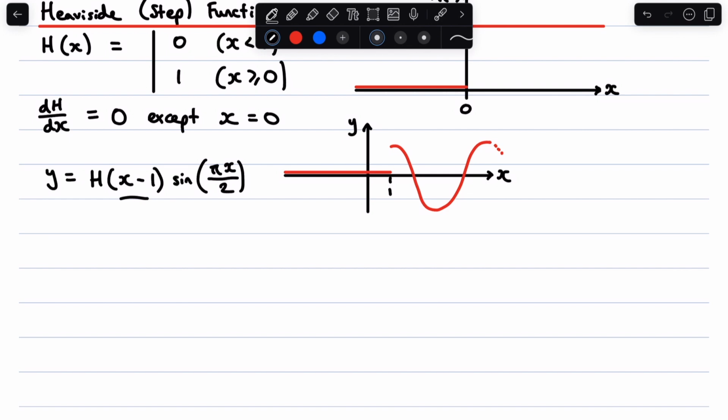So Heaviside is going to be switching at 0, so when x is 1, the inside of these brackets will be 0, and that's why it will switch on at that point to equaling 1 as it is up here. So then we'll have 1 times the sine function, and it will continue making the sine. So it has this useful property where it can switch on a function at a given x value, whatever you want it to be.